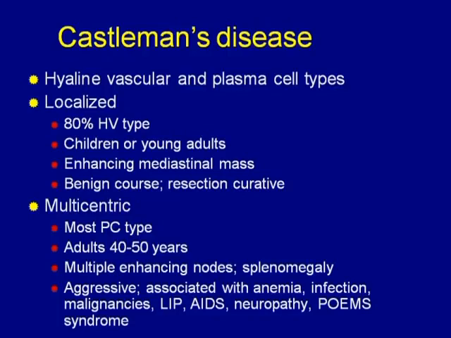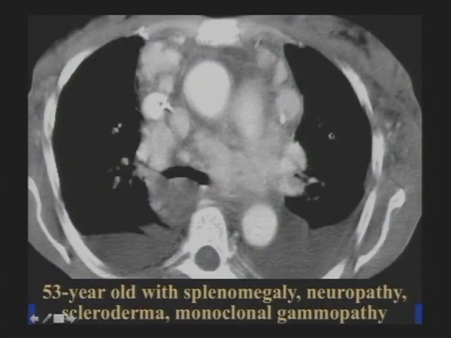The multicentric type is more common in older patients. You'll see multiple nodes. They in fact enhance less frequently, but they still may enhance quite avidly. And it's more aggressive. They tend to have issues with immune suppression and infections and things like that. And it has multiple associations, including the POEMS syndrome, which is probably what this patient had. It's probably above the level that's required here.